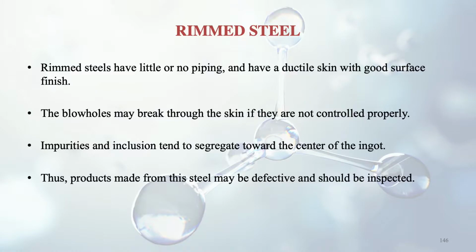So in this case of rimmed steel, the impurities and all kinds of inclusions are moving towards the center of the ingot. So the products made from this steel may be defective and should be inspected. Very necessary to inspect those things. So further we discuss refining now.